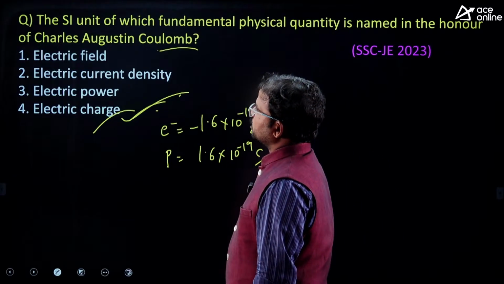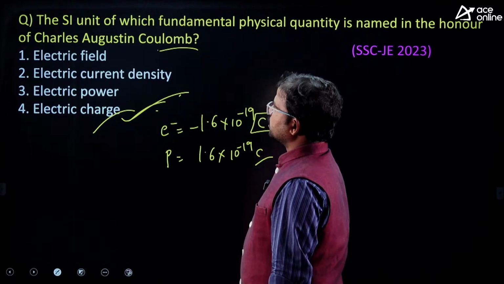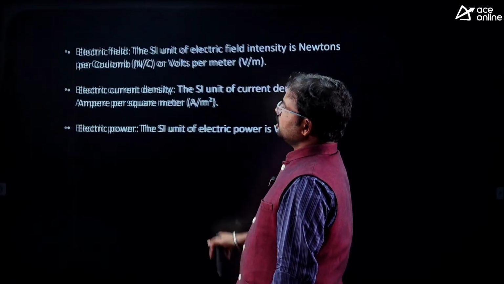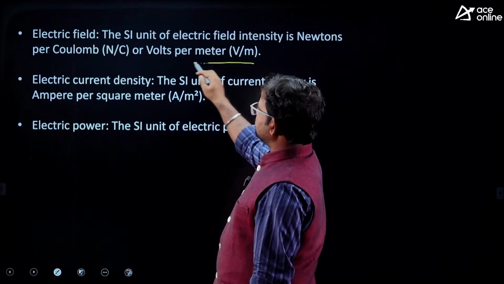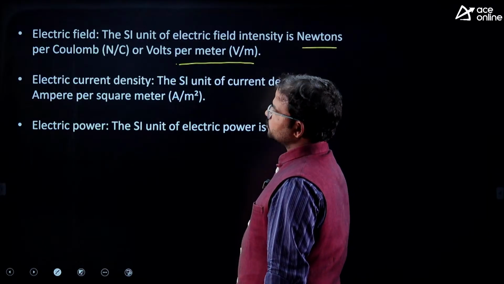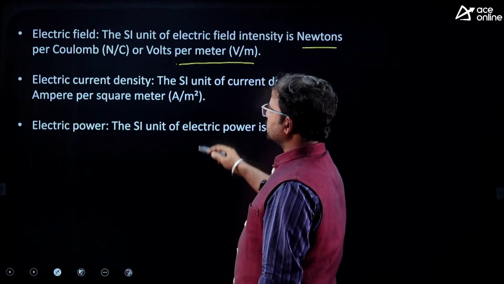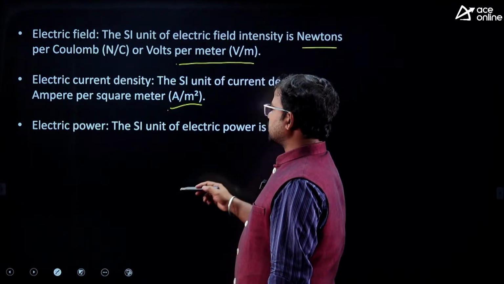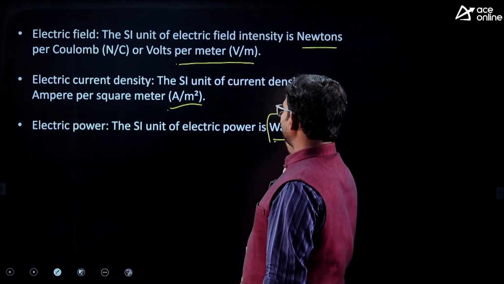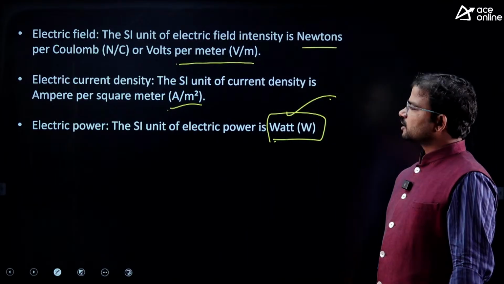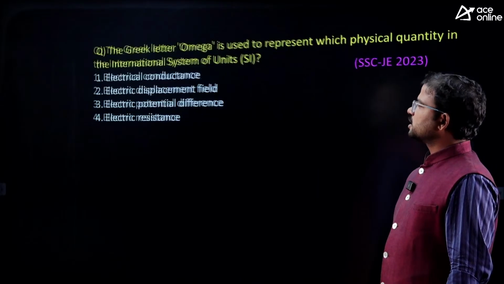Next one: electric field, electric current density, electric power. What are the units? For electric field, the units are volts per meter or Newton per coulomb. Next, electric current density: ampere per meter square. Next, electric power is nothing but watt. Power units are mostly watt only. We already concluded this in the previous questions also.